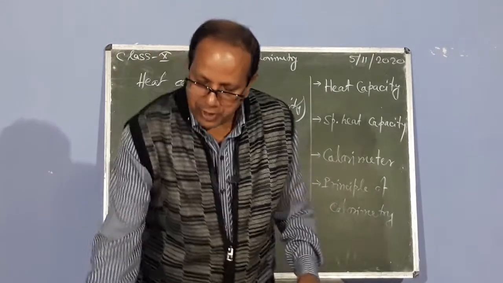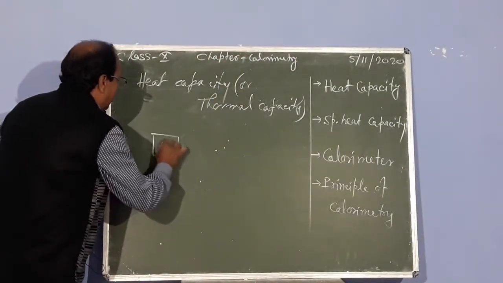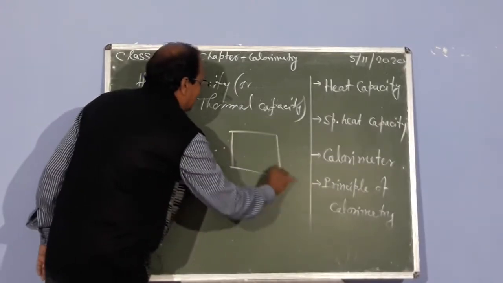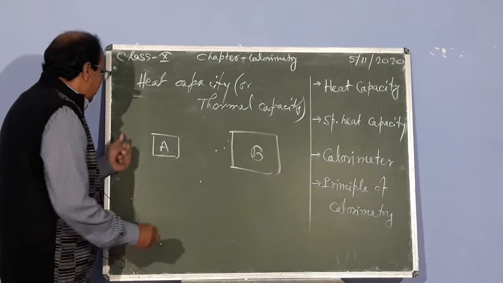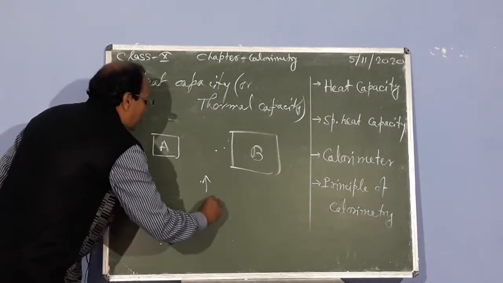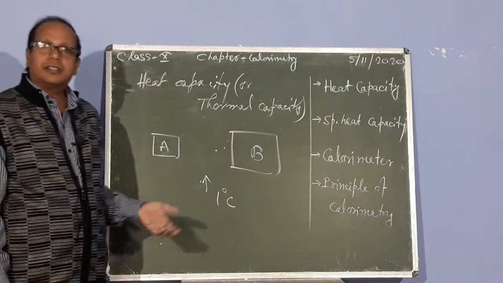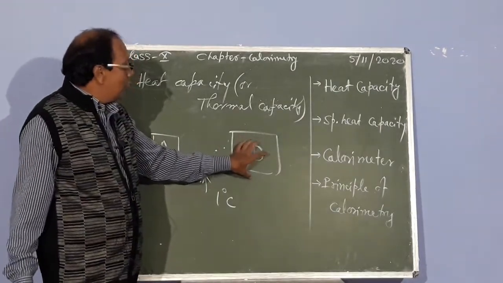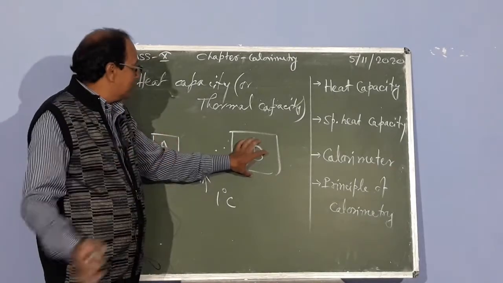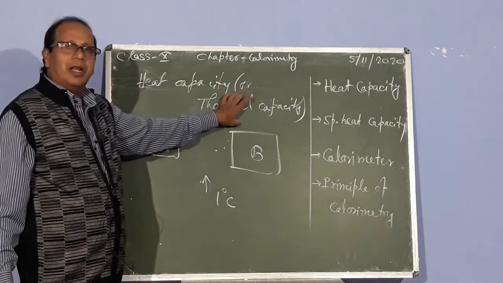Suppose I am discussing here two objects, object A and object B, of the same material, same substance. Here the temperature will rise through 1 degree Celsius. So which will consume more heat energy? From your common sense you can say yes, B will absorb more heat energy. So we can say B has more heat capacity or thermal capacity.